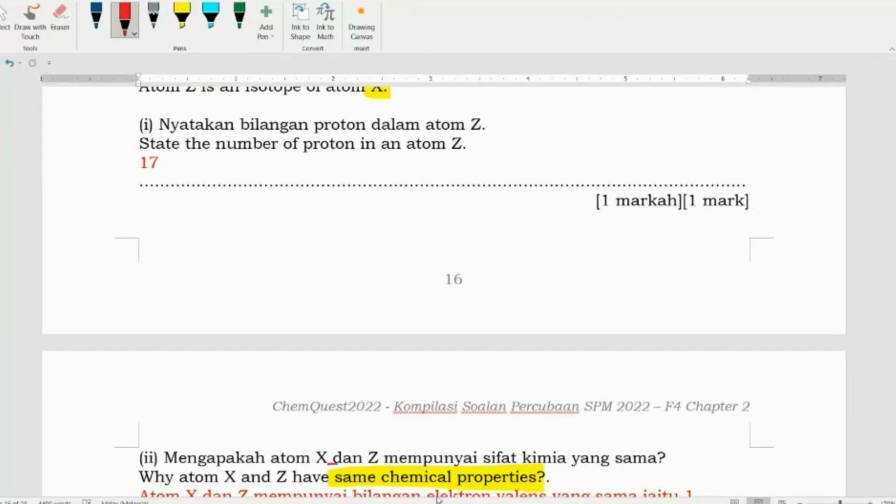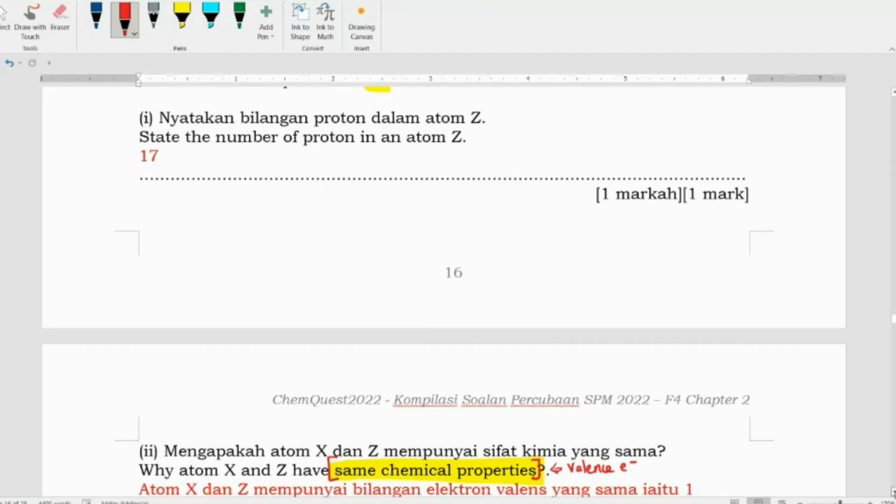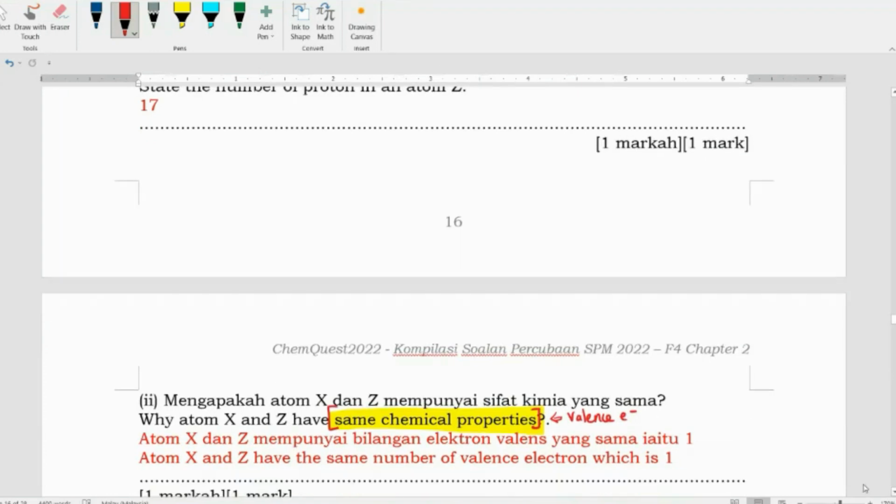So here, anyone, same chemical properties, you remember one thing. Same chemical properties, you look into the valence electrons. So they have the same valence electrons. You just remember that if they have the same valence electrons, meaning that they have the same chemical properties.